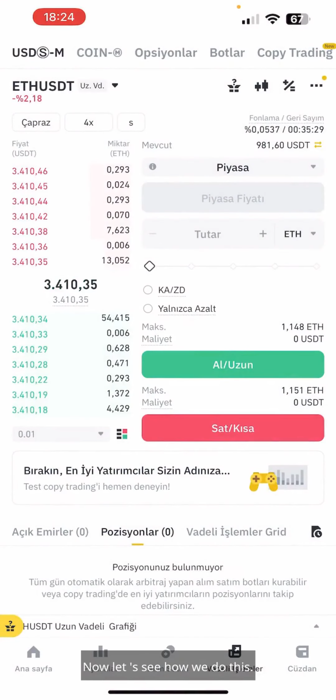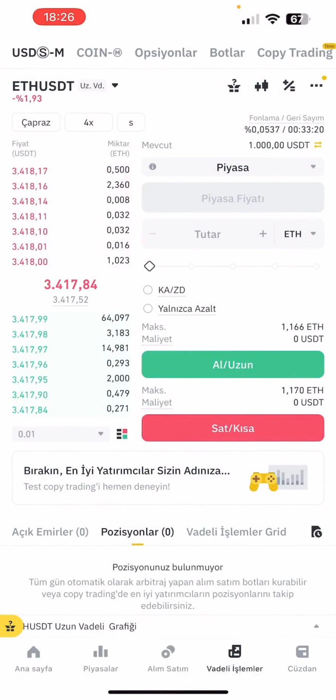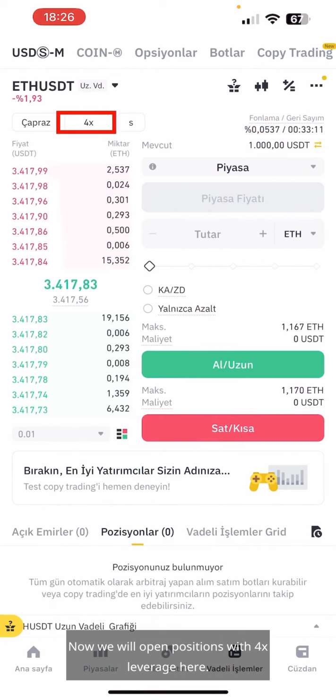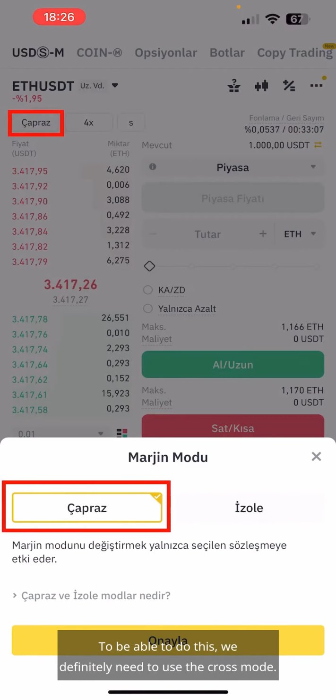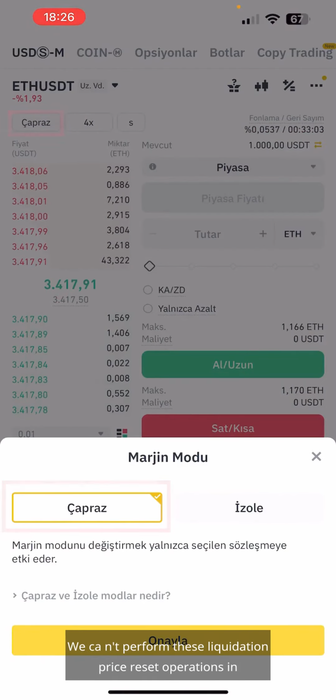Now let's see how we do this. Friends, the futures section is open in the Binance mobile app. Look, you see $1,000 in the top right corner. Now we will open positions with 4x leverage here. To be able to do this, we definitely need to use the cross mode. We can't perform these liquidation price reset operations in isolated mode.